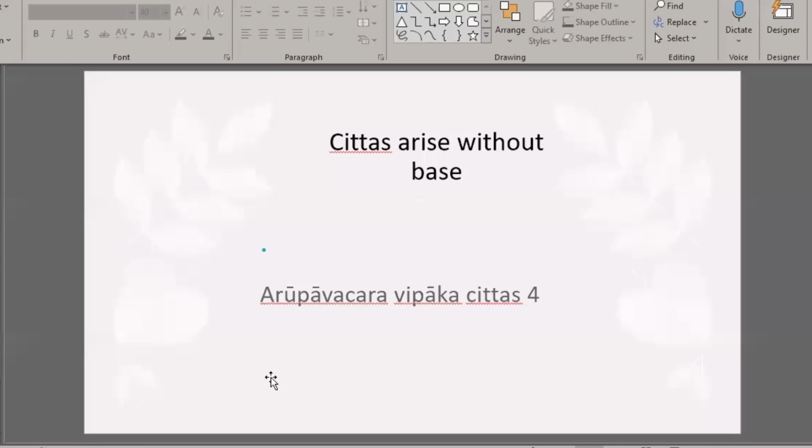Therefore, arupavachara vipaka chittas only arise in arupavachara realm. Therefore, they don't want hard base. No hard base in arupavachara realm, and arupavachara vipaka chittas always arise in arupavachara realm, performing patisandhi, bhavanga, chuti functions. So, 4 arupavachara vipaka chittas always arise without base.